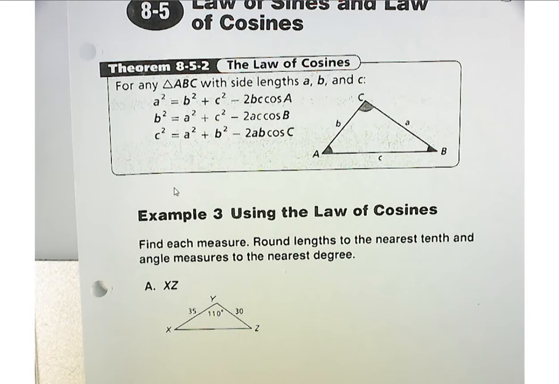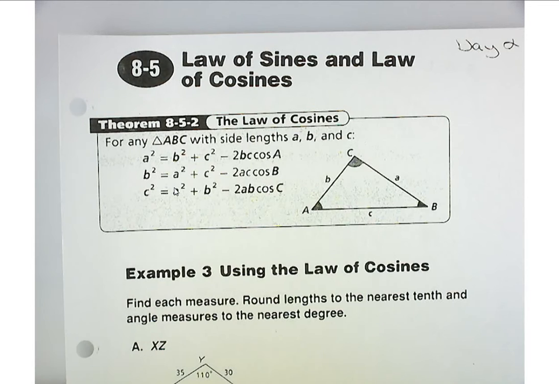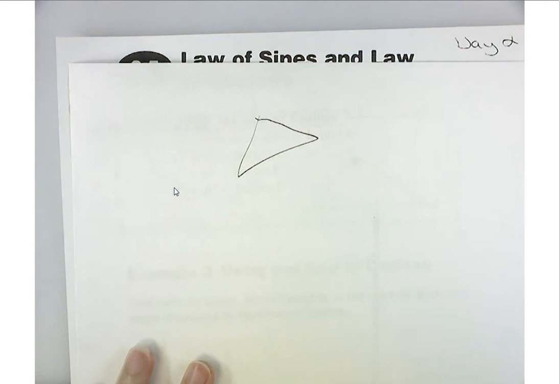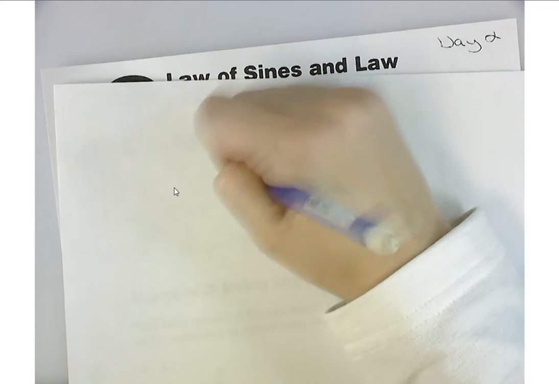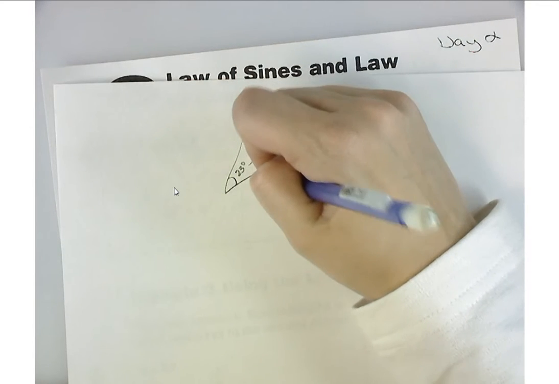Okay, so today is our second day of 8.5. So yesterday we found out that there were some cases where we couldn't use the law of sines. Remember with the law of sines that we did yesterday, we used those for non-right triangles, and you had to have some kind of angle measure pair. Like if this was 23, then the side across from it had to have something in order for us to solve. And maybe this was 16.